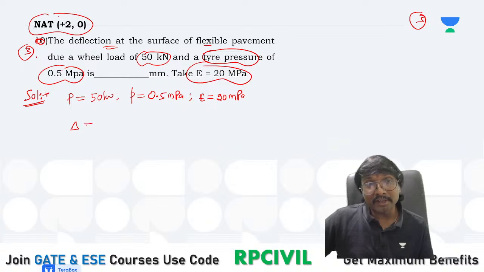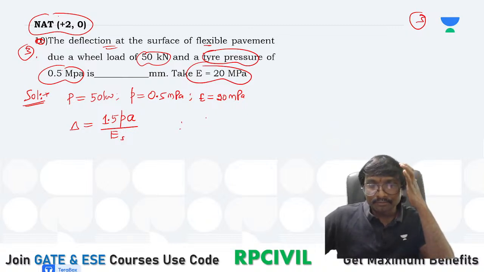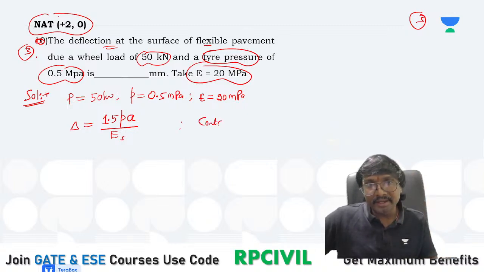Whenever you are using the flexible plate condition, what is your concept? Delta will be equal to 1.5 into small p into a divided by E, the Young's modulus. Now, how can you get that? Tell me. The contact area, how can you get that? Tell me. That contact area will be equal to what?